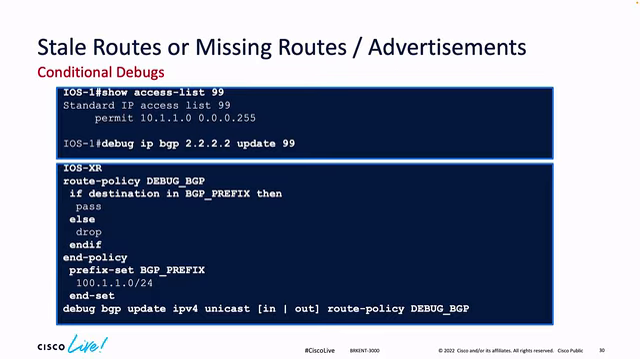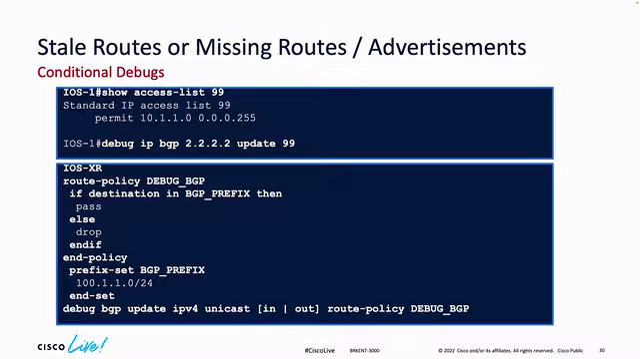but here's an example with IOS XR for a different prefix. But it's doing the same thing. We're referring to a prefix set. Prefix set in IOS XR is equivalent to a prefix list in IOS and IOS XE. And same thing, debug BGP update IPv4 unicast in out route policy. We're referring to the route map that we created here. This is what we call conditional debugging.